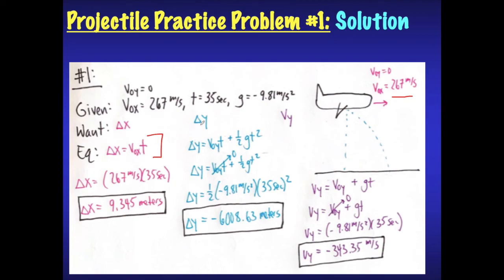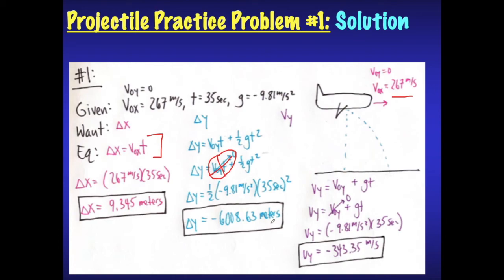All right, part two says how far vertically did it fall, which means it's looking for delta y. So you go equation shopping, which is the best type of shopping, and you say, okay, I'm going to use delta y equals VOIT plus 1/2 GT squared. What's nice about this is the plane's moving all horizontally, so the VOI is 0, so this term just goes away. Then you just have delta y equals 1/2 GT squared, and it means the bomb in this case fell down negative 6,008.63 meters.